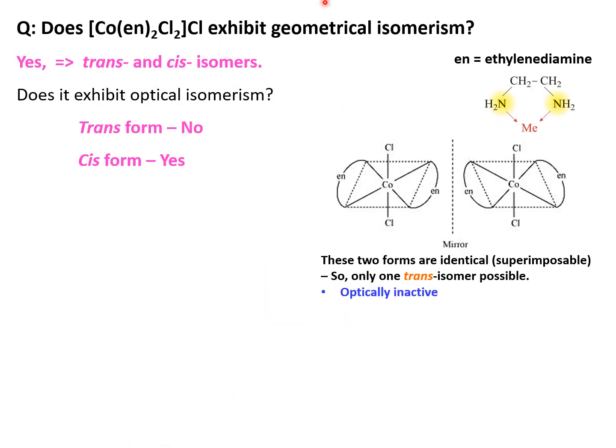So one example is given over here, where en stands for ethylene diamine. This is the structure of ethylene diamine. Plus [Co(en)2Cl2]Cl. Does it exhibit geometrical isomerism? The answer is yes. Trans and cis isomers. Does it exhibit optical isomerism? Only the cis form, yes; the trans form, no.